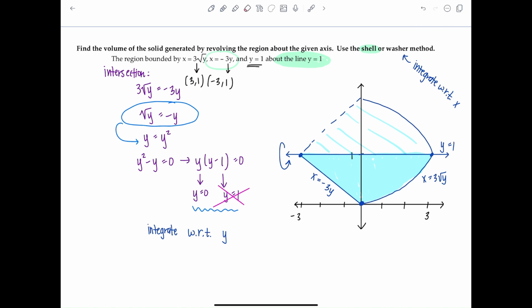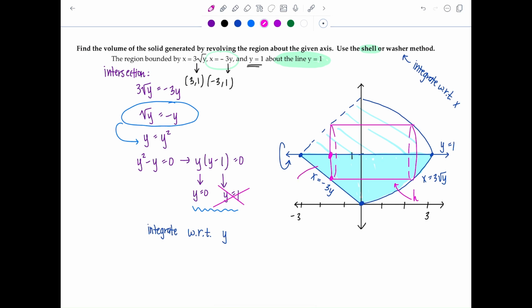Okay, so let's draw a typical shell. If you spin around a horizontal line, then go to the original region, draw a little horizontal line segment, wherever your heart desires. Right here feels like a nice place. And then I'm going to reflect it on the other side. That is the height of my cylinder. Now draw the rest. There we go. Beautiful. There's your radius right here. Okay. Are we all right?